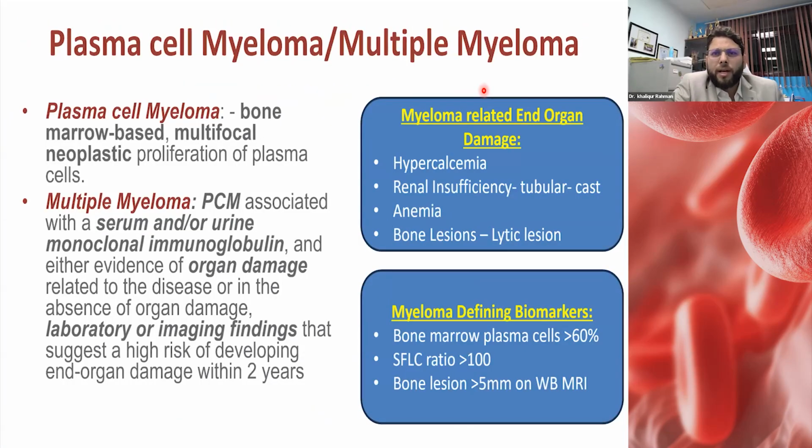When we talk about plasma cell myeloma or multiple myeloma, many times we use these terms together and interchangeably, but there is a subtle difference. When we say plasma cell myeloma, we are talking about the bone marrow. It's a morphological diagnosis of bone marrow aspiration or biopsy where we see bone marrow based proliferation of plasma cells. When plasma cell myeloma is in addition accompanied by monoclonal immunoglobulin deposition or secretion of M band, along with end organ damage or any laboratory finding which is suggestive of a myeloma defining biomarker, then together these are called multiple myeloma.